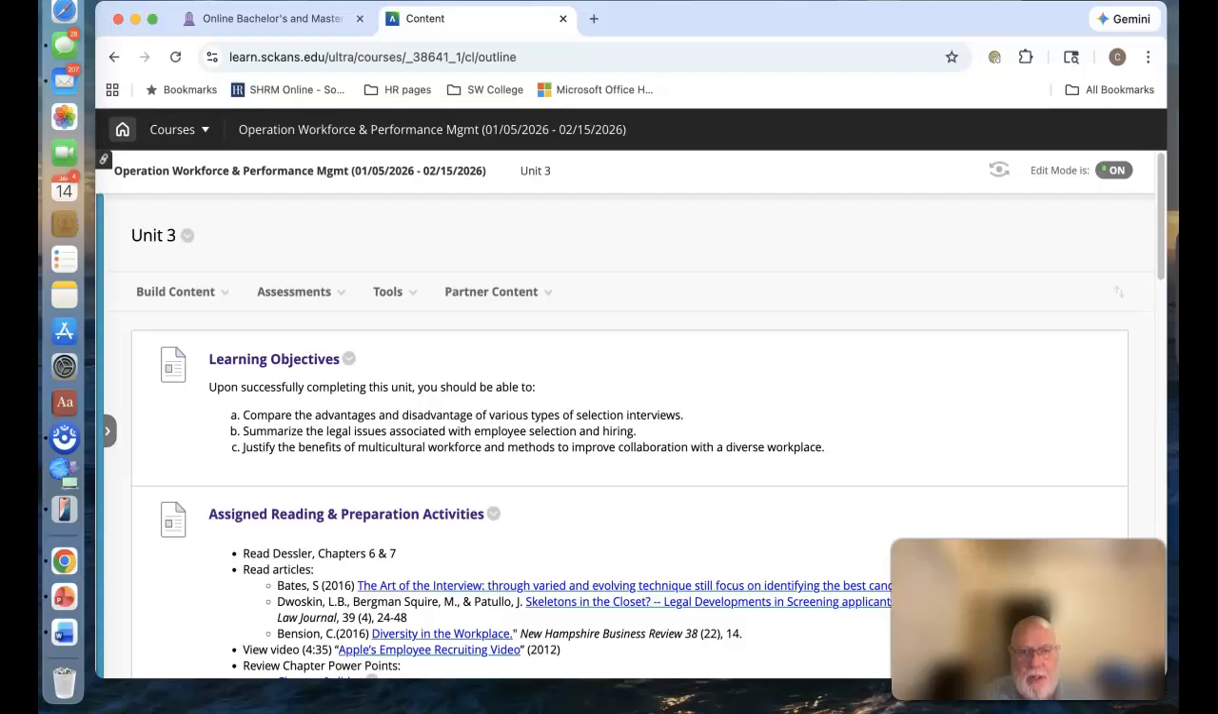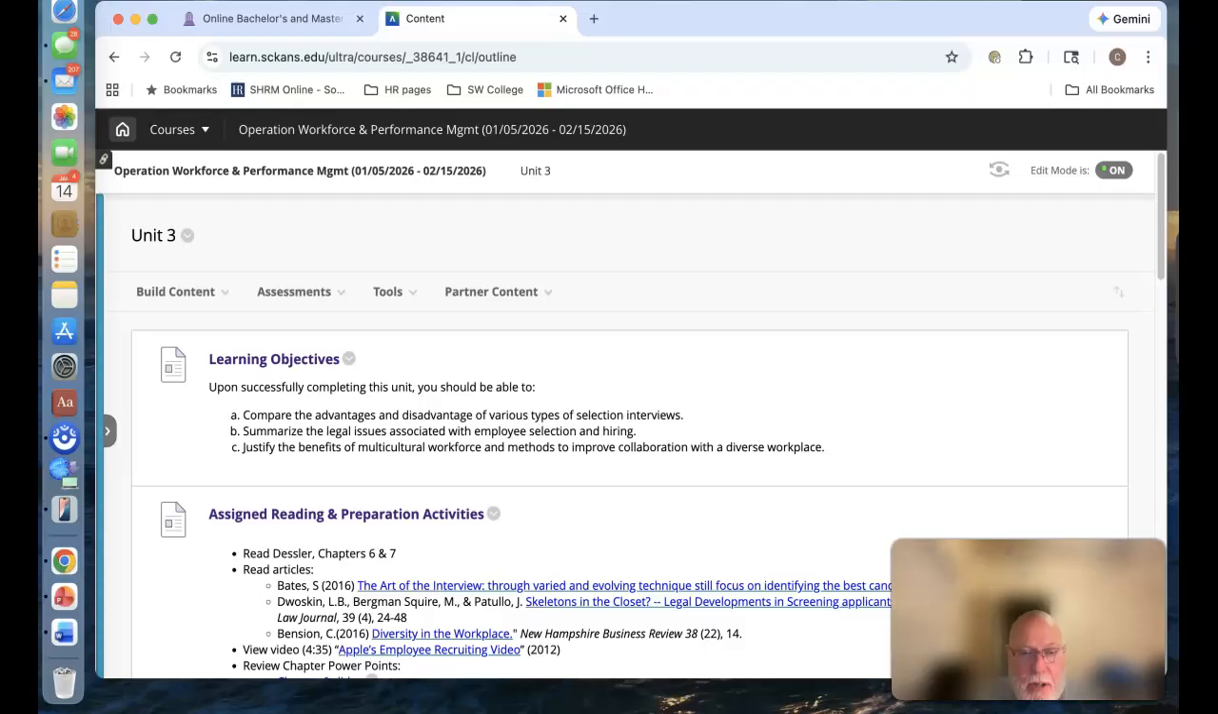So, Unit 3, you can see the learning objectives there. We're really talking about selections and interviews, which ties into the talent management discussion in Unit 2 that we talked about. Good discussion, good engagement there.